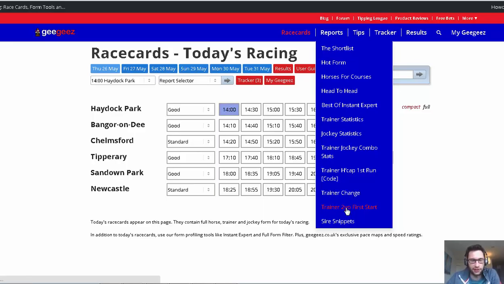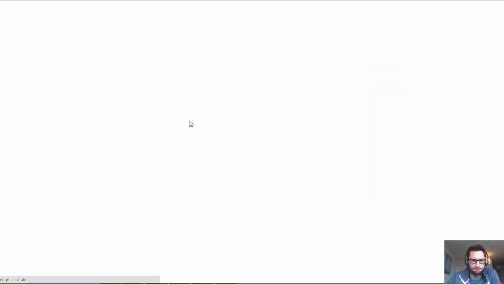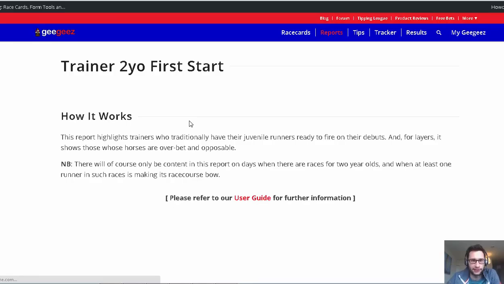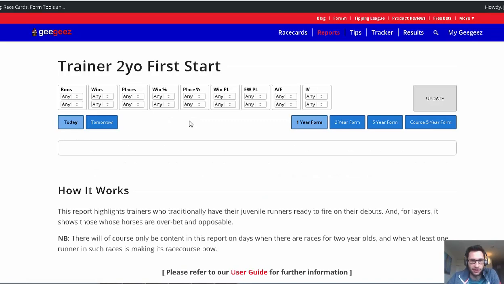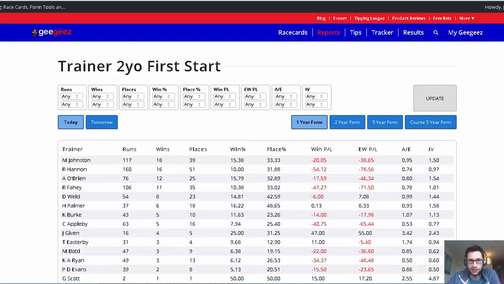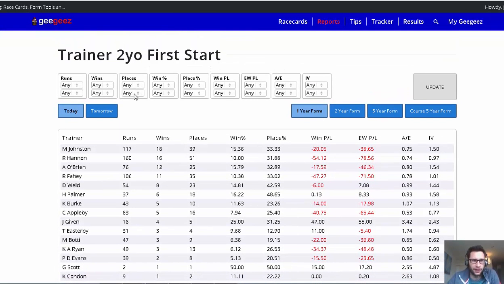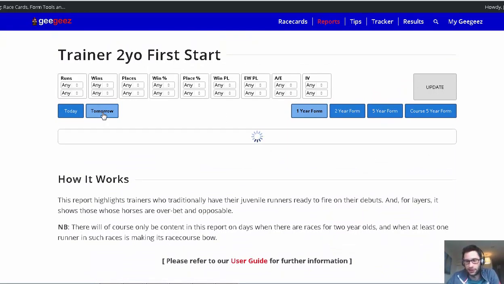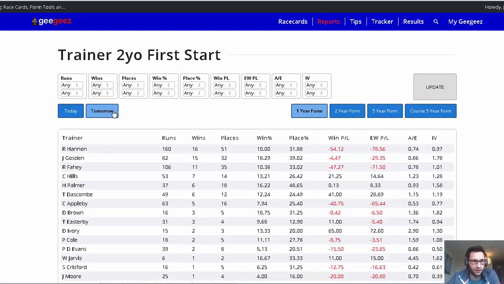So the idea of these is really to bring into one place a hell of a lot of information which is easily accessible, easy to use, and highlights potential horses of interest in no time at all. So I can look at today's stats or tomorrow's, and I'm recording this on Thursday the 26th, and I want to make notes for Friday, so click on tomorrow.